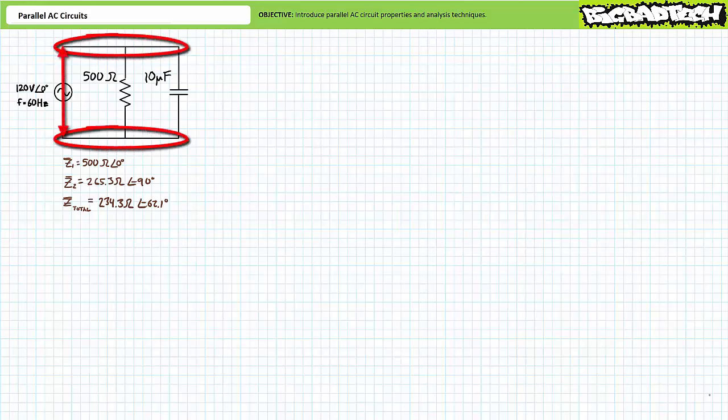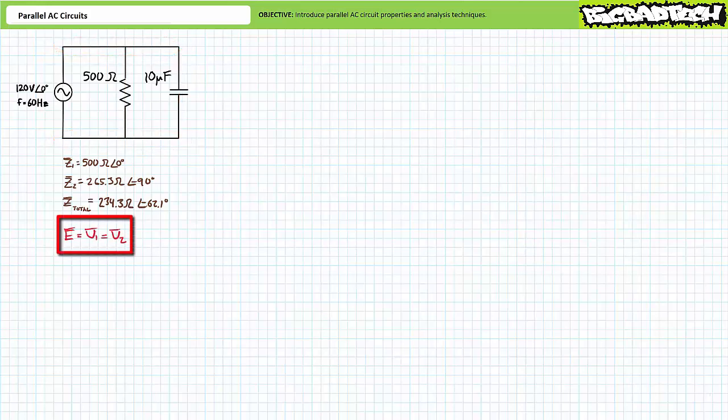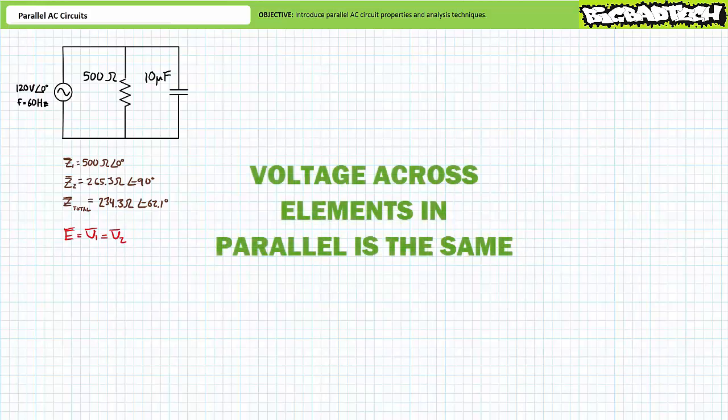Given the source establishes a differential of 120 volts between the top and bottom node of this parallel circuit, resistive impedance Z1 experiences a differential of 120 volts, as does capacitive impedance Z2. E equals V1, which equals V2. If we know the voltage across any parallel element, we by extension know voltage across all remaining elements in parallel. I say again, voltage across elements in parallel is the same. This is the most fundamental parallel AC circuit property.